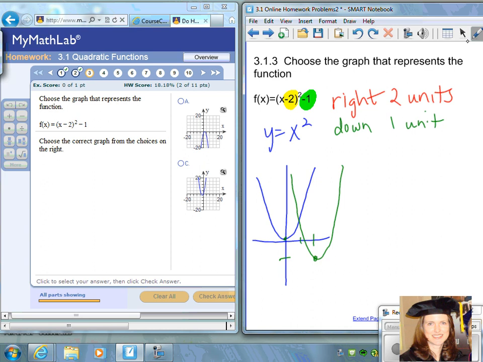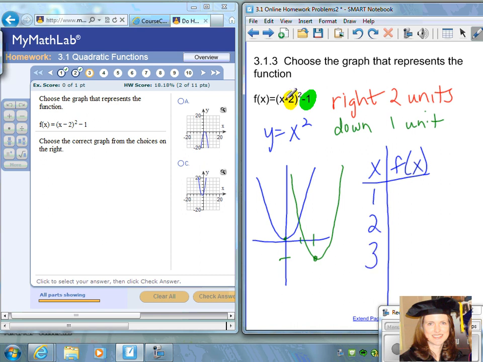Now another way you can do that is making a table, but this isn't always the most efficient way, because you want to make sure you choose enough points so you get the parabola shape. So I would choose points, because I know this is a shift right 2 and down 1, I would probably choose a few points for x, including 1, 2, and 3.